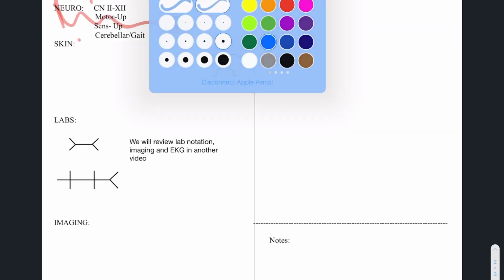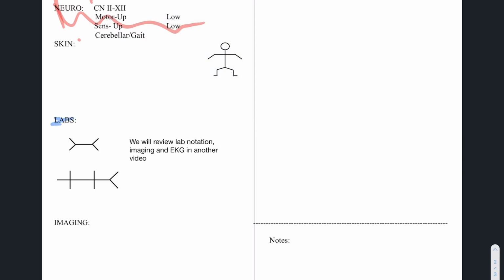Okay, now labs. This is something that a lot of residents and students struggle with. Not so much the interpretation of labs, because a lot of times the lab will give you normal values and it's easy to see which ones are abnormal, which ones are not. What they struggle with is figuring out what labs to order.